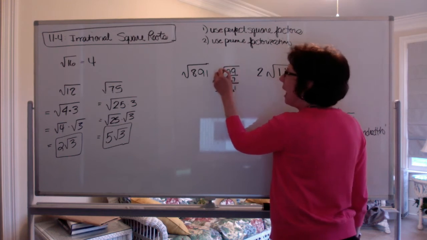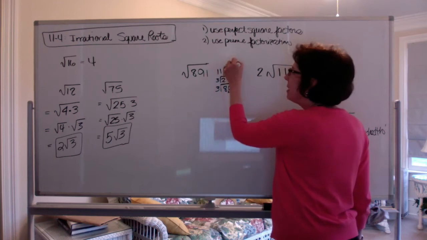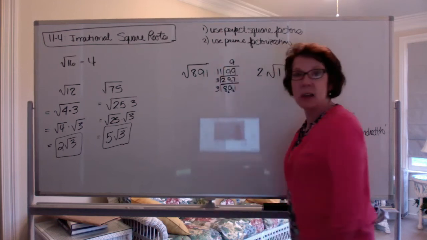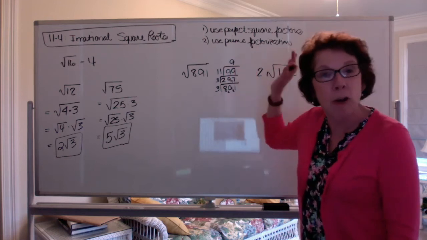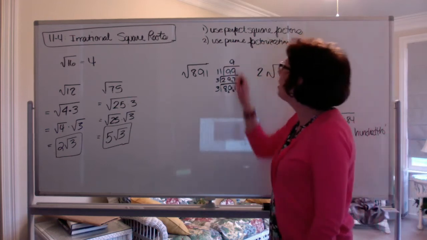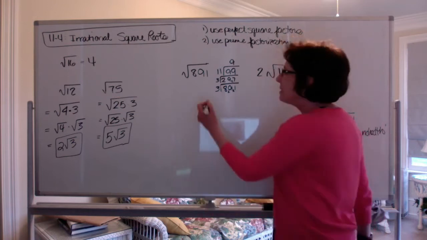And now I have 11, which is a prime number, times 9. Now I'm going to stop right there. Okay, you're saying, Mrs. Gill, that's not prime. That's okay. Our goal here is to find perfect squares. And I see some.